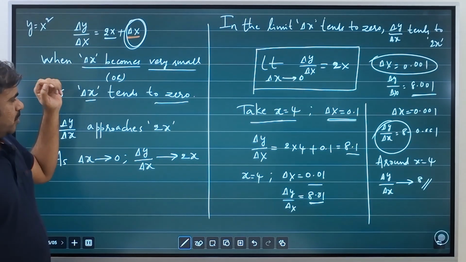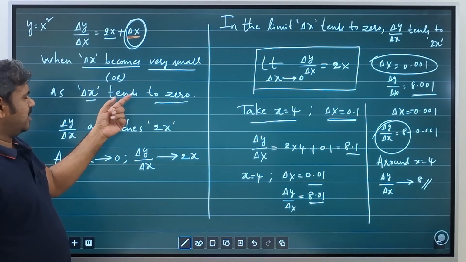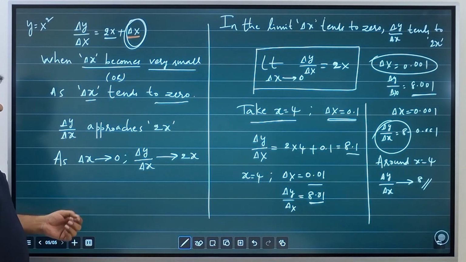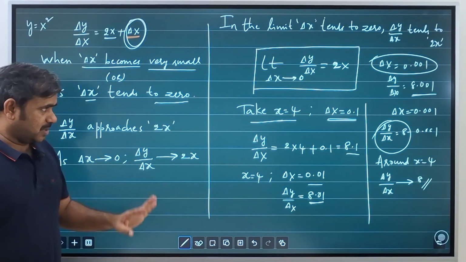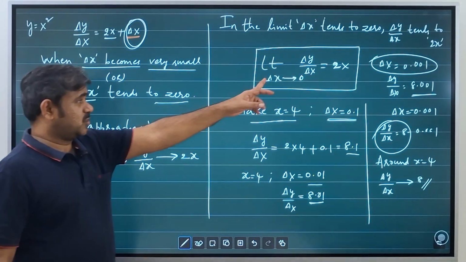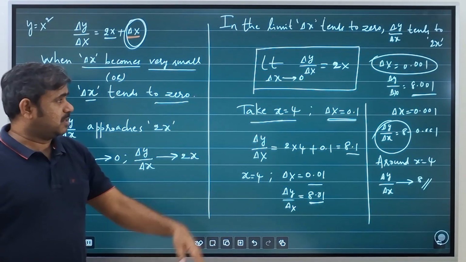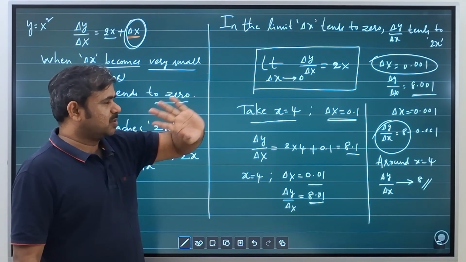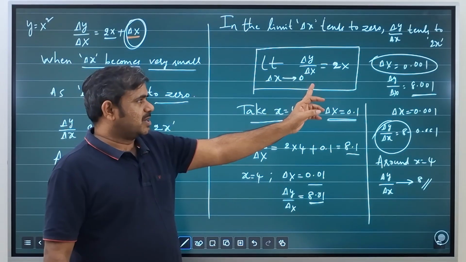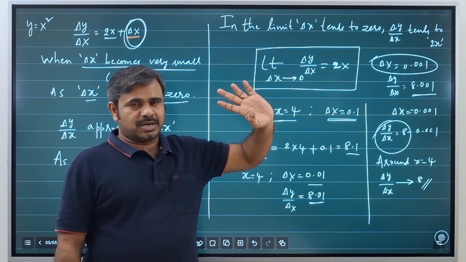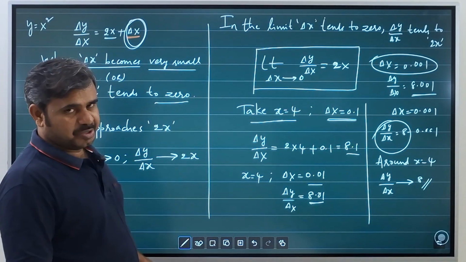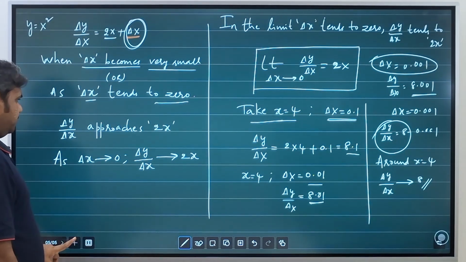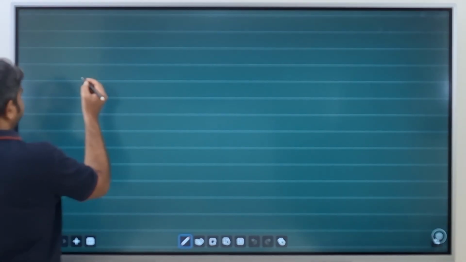So for every value of x, when the interval becomes smaller and smaller, when delta x becomes smaller and smaller, delta y by delta x approaches 2x. That's what this equation means. This equation means in the limit delta x tends to 0, delta y by delta x tends towards 2x. That's what it means. We can also write that equation as the following.